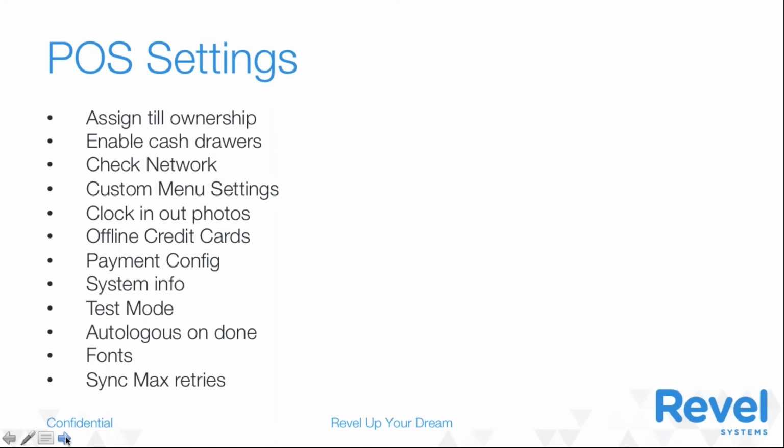Each POS terminal in your establishment can be customized through the POS settings. And what you see here is a list of the settings that you'll find in the section. You can choose if you want the ability to assign tills. You can require employees to clock in with a photo to reduce what we call buddy clock-ins, or select your font size for your menu button. So there's lots of options for customization.